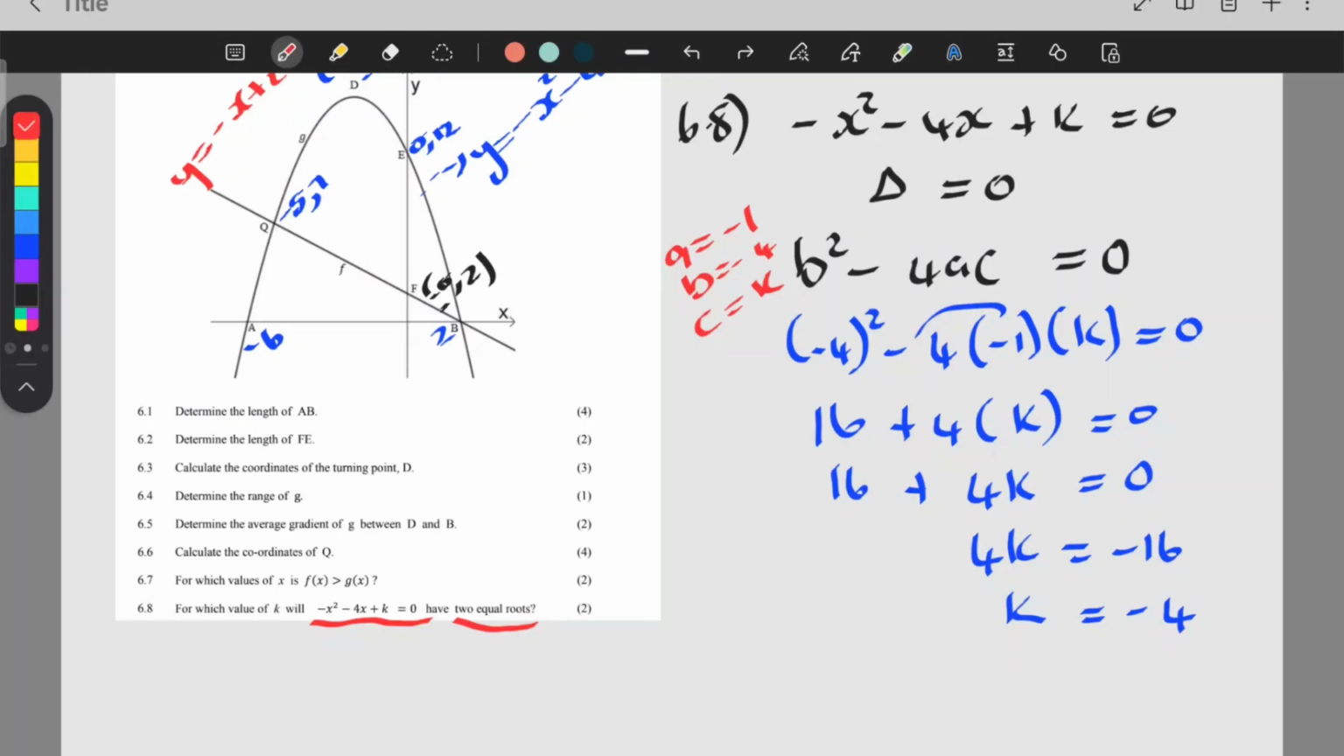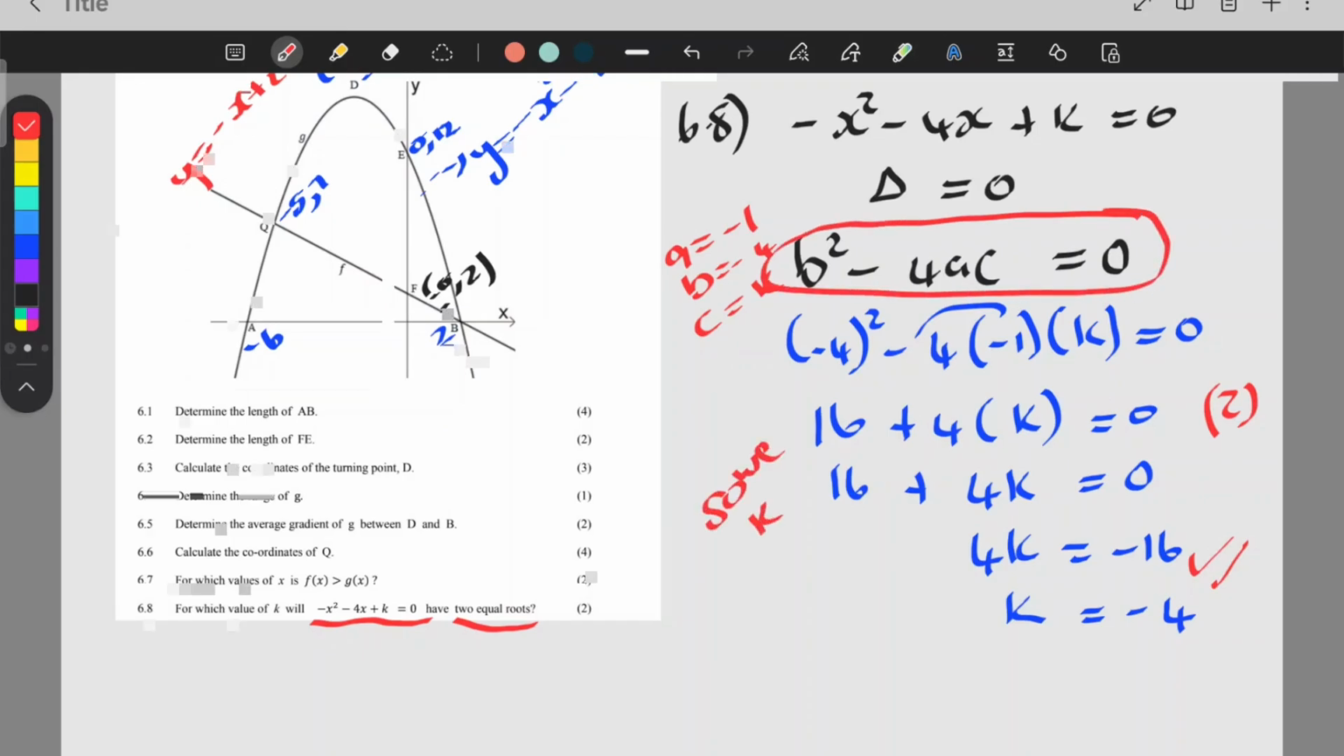So how do we get marks here? It's just a 2-mark question, so it's actually just inspection, but you can do it like that. This was a 2-mark question. So there you go, there you have your 2 marks. Just remember, equal roots, delta is equal to 0, and then solve for k.